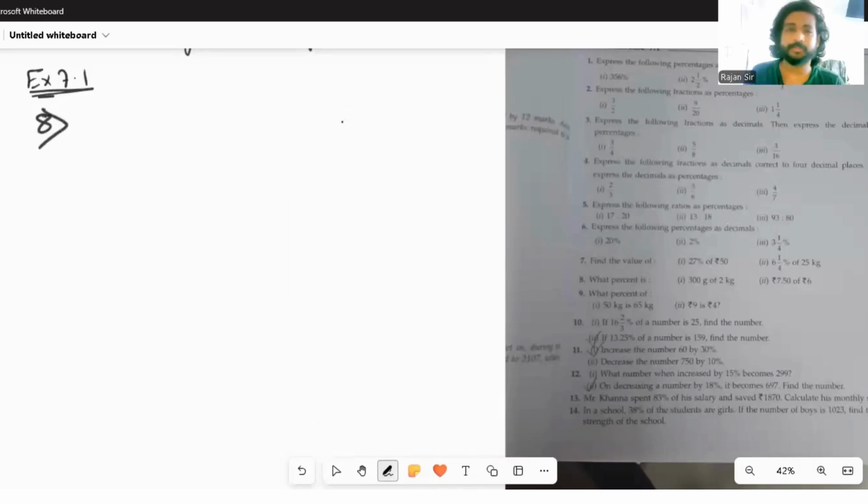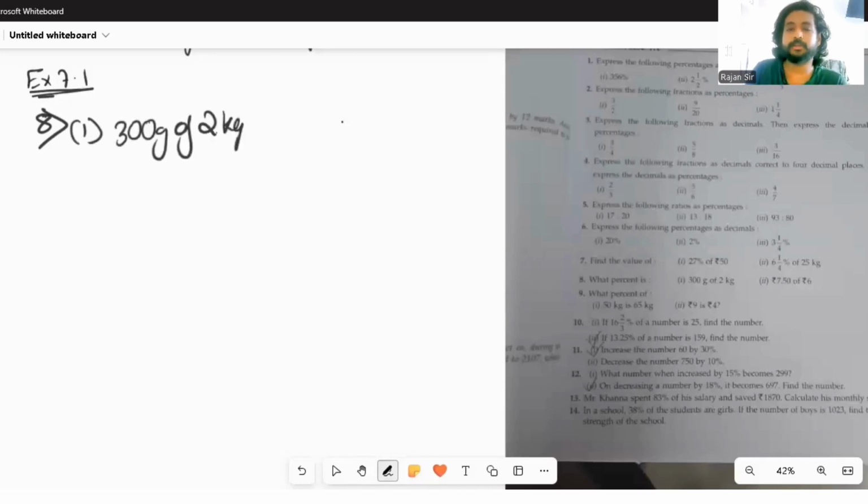Okay, 300 gram of 2 kg. So here they are asking you to find the percentage. It is the same as if you get 40 marks out of 50, what percent are you getting? So what do you do back then? Basically we take 40 divided by the total marks into 100. In the same way, in this case, don't get confused that "of" means multiply all the time. No. So we have 300 gram of 2 kg.